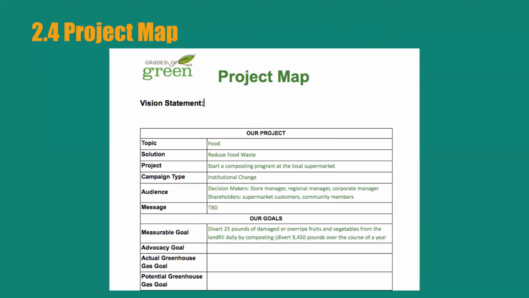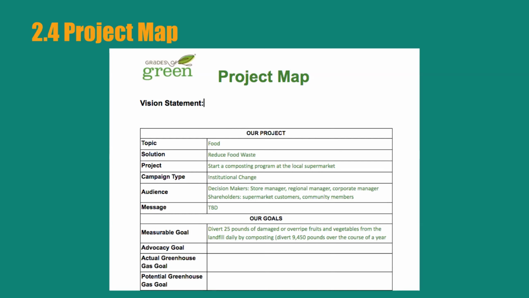So they're going to have an ongoing record at all times of what they have submitted to date about their project. Their map is going to show the vision statement they wrote to guide them about their topic, the topic they've chosen, the solution they want to achieve, the project they're going to take on, and the type of campaign they want to run. They can always check back on their personal project map to see where they are in the campaign. And at this point, Anjali, do we have any new questions in the chat?